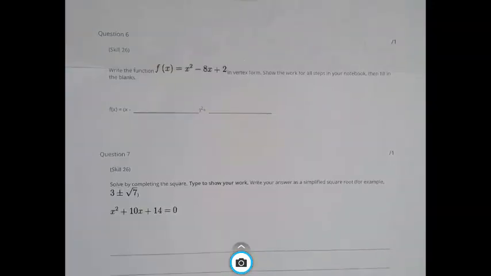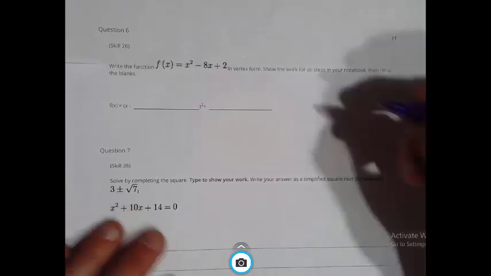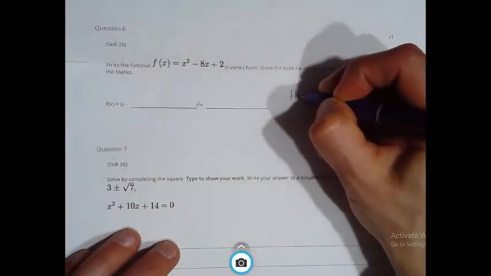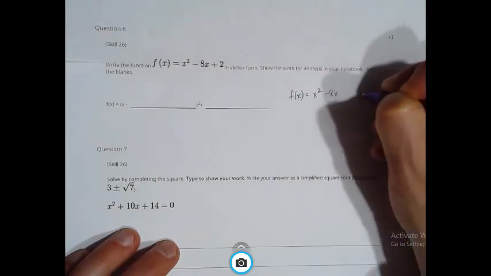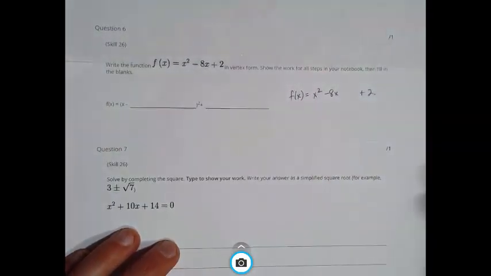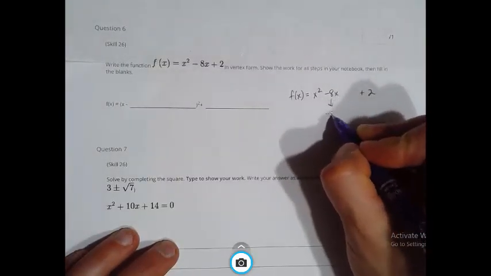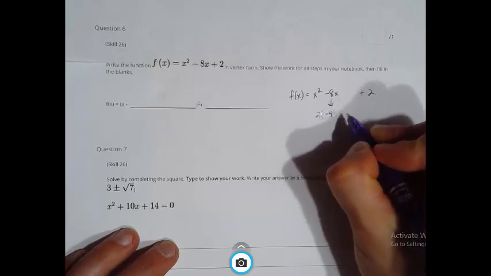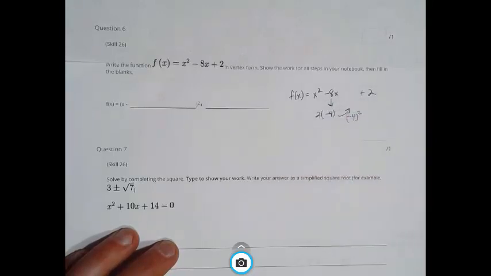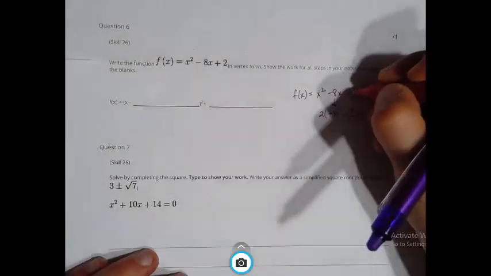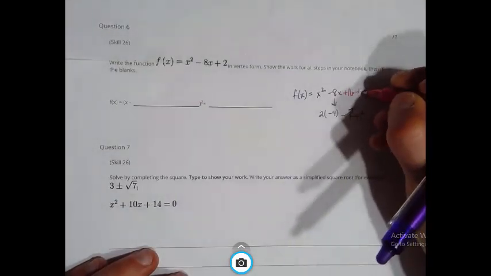Okay, writing this in vertex form. So this is completing the square. I'm going to take f of x equals x squared minus 8x plus 2. I'm going to put my 2 over here. Now I'm going to take this, divide it by 2, which gives me negative 4. This is 2 times negative 4, and then this must be negative 4 squared. So what I'm going to do is add 16. But then if I add 16, to really keep this the same, I have to subtract 16 also.